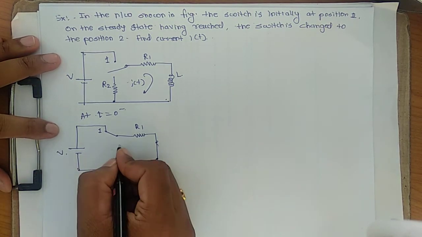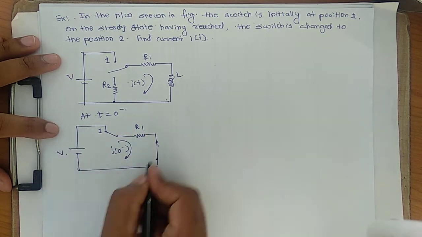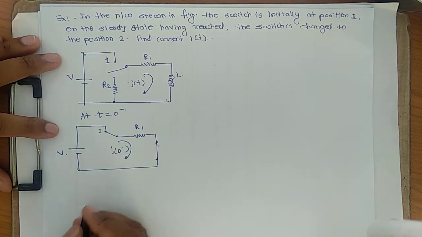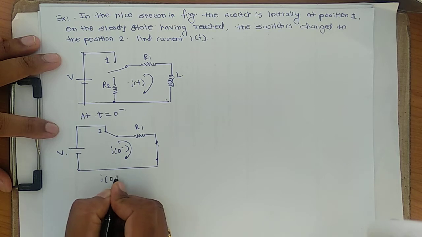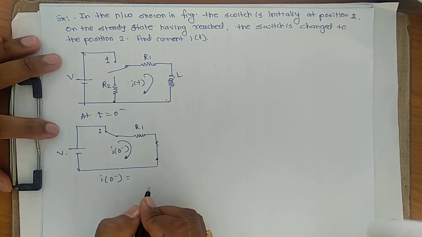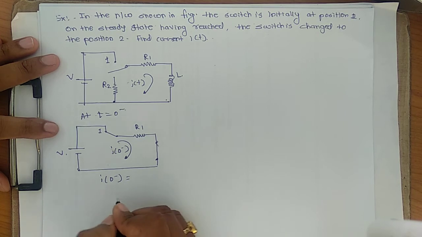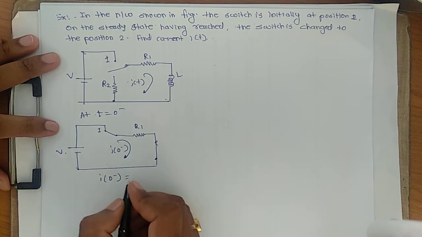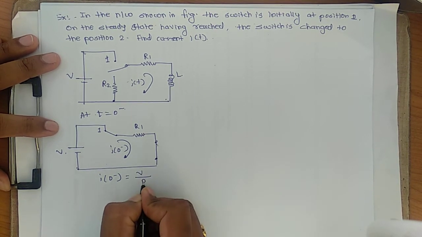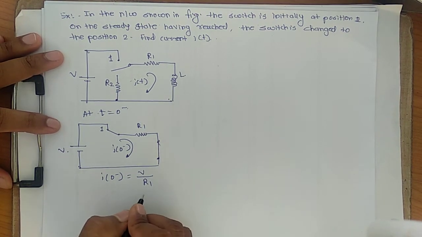Now we have to calculate I of 0 minus. This diagram is for 0 minus. How to calculate I of 0 minus? By using Ohm's law. Ohm's law is V equal to IR. When you are calculating the current, that is V by R. So V divided by R1. That is I of 0 minus you are calculating.